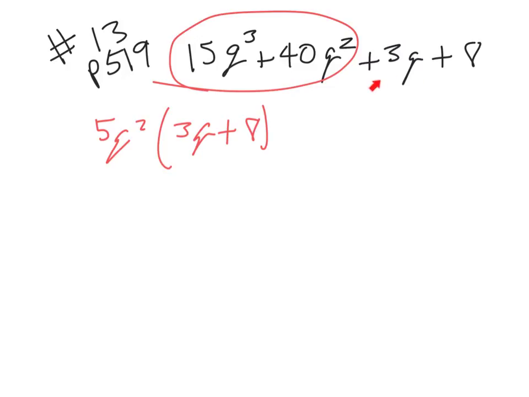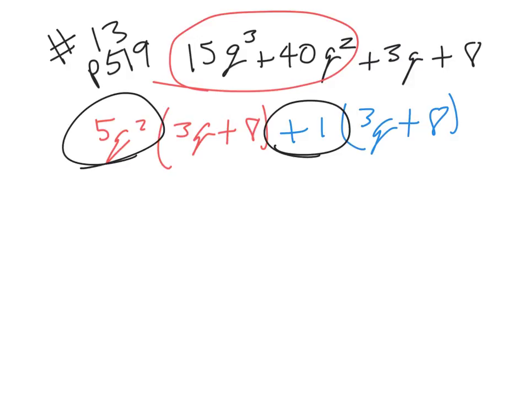You might be tempted to just leave that on there and go, oh, I'm done. But no, there's a greatest common factor here. It's 1. At this stage, you do have to factor that out. So plus 1 times 3q plus 8. So now I take these two terms that I pulled out, 5q squared plus 1.